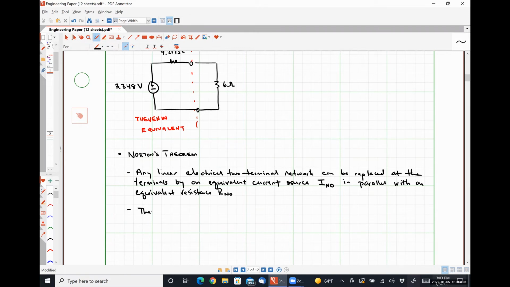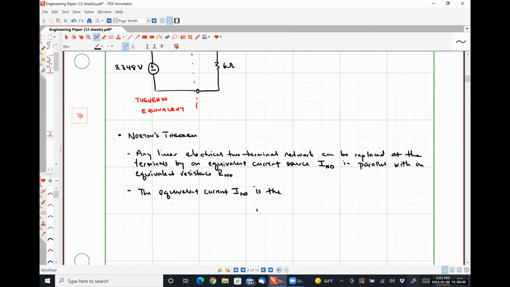The equivalent current, I Norton, is the short circuit current measured through the short-circuited terminals of the live electrical network.